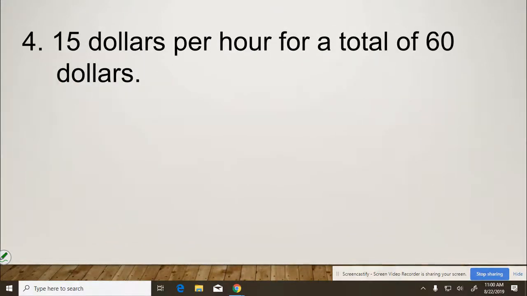So similar, we have $15 per hour for a total of $60. If you remember before, I talked about the word per. That word per means that you're multiplying. We want to multiply 15 by the number of hours this person's going to work, and we know that they're making $60. So it's $15 per hour. Instead of using an N, I'm going to put an H for hours, is $60.